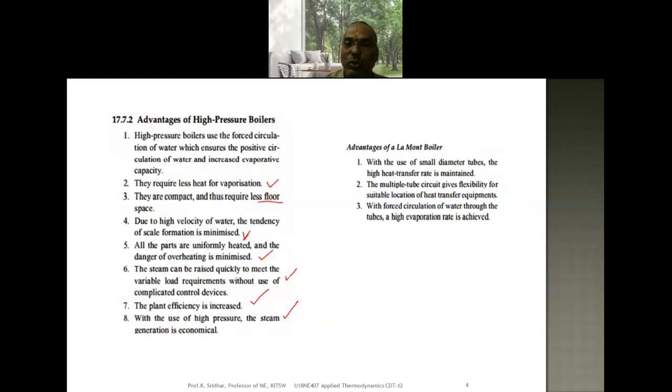Now let us go to one of the high pressure boiler examples, the Lamont boiler. What are the advantages of the Lamont boiler? As I told you, smaller diameter tubes are normally used in these high pressure boilers, because of which higher heat transfer rates are maintained. The multiple tube circuit gives flexibility for suitable location of the heat transfer equipment, and automatically we are using forced circulation of the water through the tubes, and a higher evaporation rate is achieved.